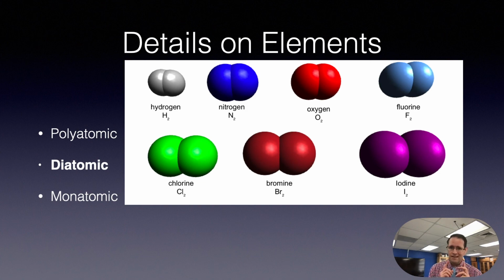And I'll give you a little clue how to memorize these, but hydrogen is H2, nitrogen is N2, oxygen is O2, fluorine is F2, chlorine is Cl2, bromine is Br2, and iodine, you guessed it, is I2, all right?